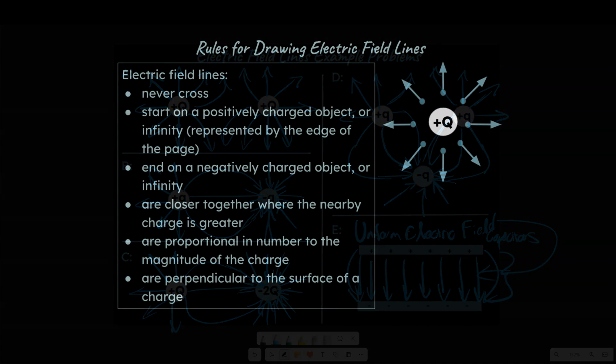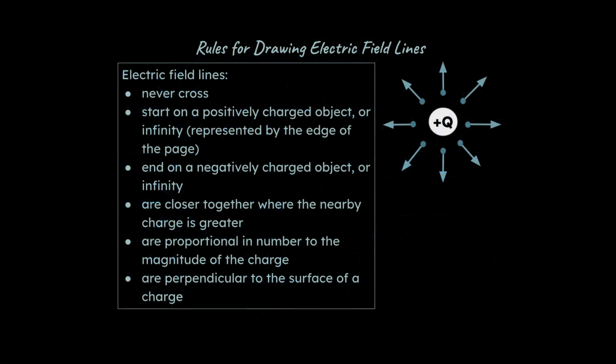All right, so let's summarize what's going on with the electric field lines and what we've learned from the examples. First of all, electric field lines never cross. They start on a positively charged object or infinity. We represent infinity by the edge of the page or the section of the page that we're working with. Electric field lines end on a negatively charged object or infinity. They're closer together where the nearby charge is greater. They're proportional in number to the magnitude of the charge. So if you're dealing with one charge of Q and one charge of 2Q, then the 2Q charge should technically have twice the number of electric field lines. Also, the electric field lines are perpendicular to the surface of the charge.